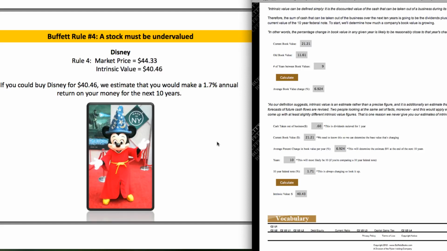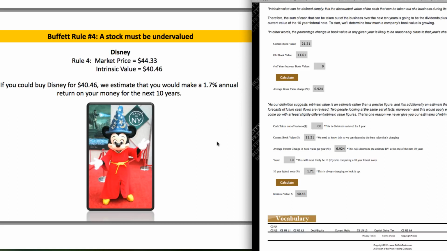So when we're looking at Disney, this is rule number 4. The market price that it's currently trading for on the market is $44.33. When we use the intrinsic value calculator, we found that the value of Disney is $40.46 when compared to the 10-year federal note. So what does that mean? What does that $40.46 mean? That means if you could buy Disney right now for $40.46, we estimate you get a 1.7% annual return on your money for the next 10 years. That's if you could buy it for $40.46.